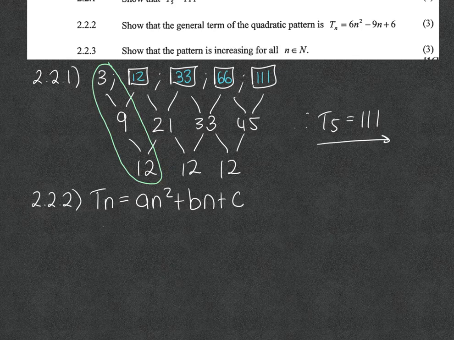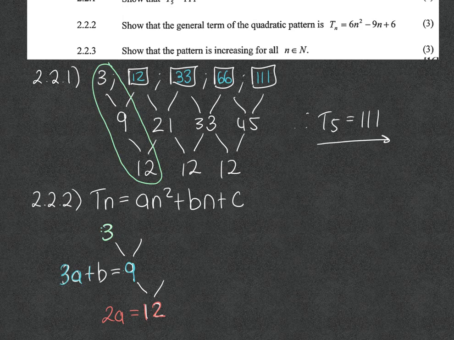So I'm going to say 3, 9, and 12. Okay. And the rules are, and this is stuff that you need to know off by heart, guys. We need to know that 2a equals our second common difference. We need to know that our first difference is equal to 3a plus b. So that's going to be 3a plus b. And then our first term is equal to a plus b plus c. And that is a plus b plus c.